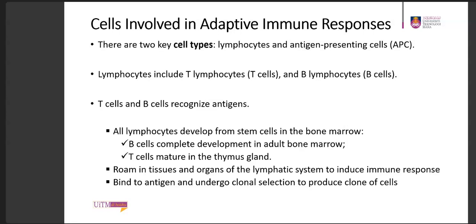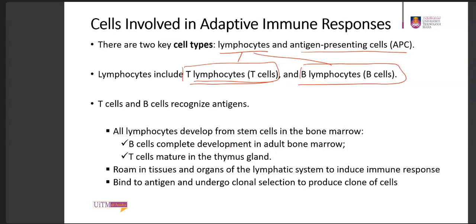So next, cells involved in adaptive immune responses. There are two key cell types, which are lymphocytes and antigen presenting cells. For lymphocytes, we have two groups: the T lymphocyte or T cell, and the B lymphocyte or B cell.